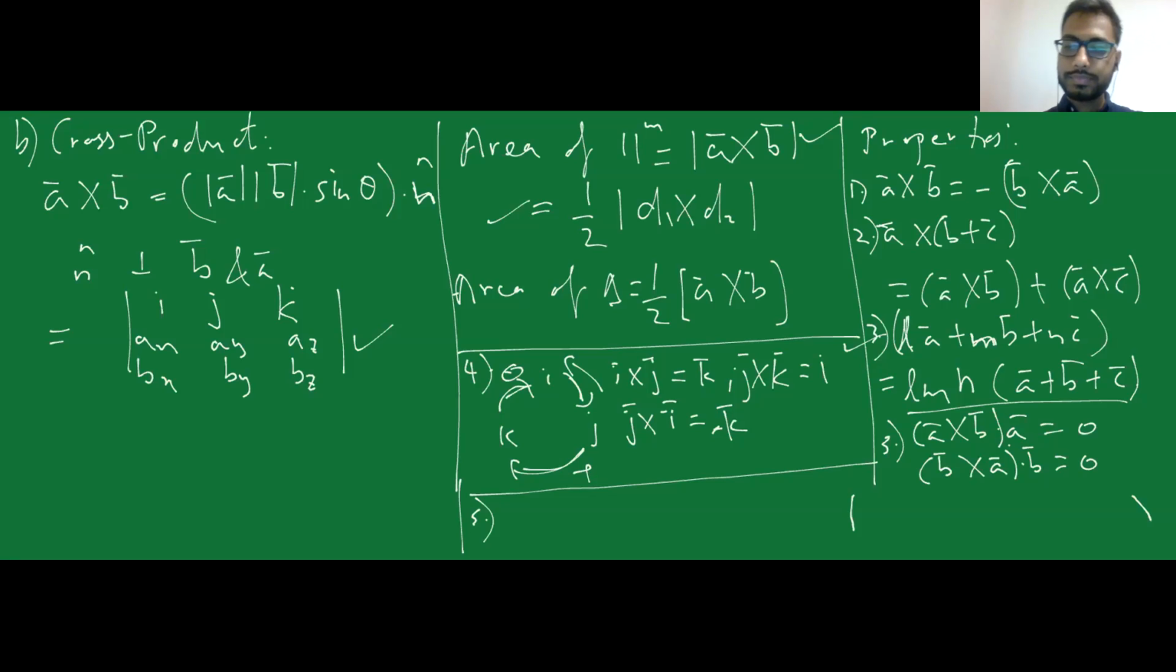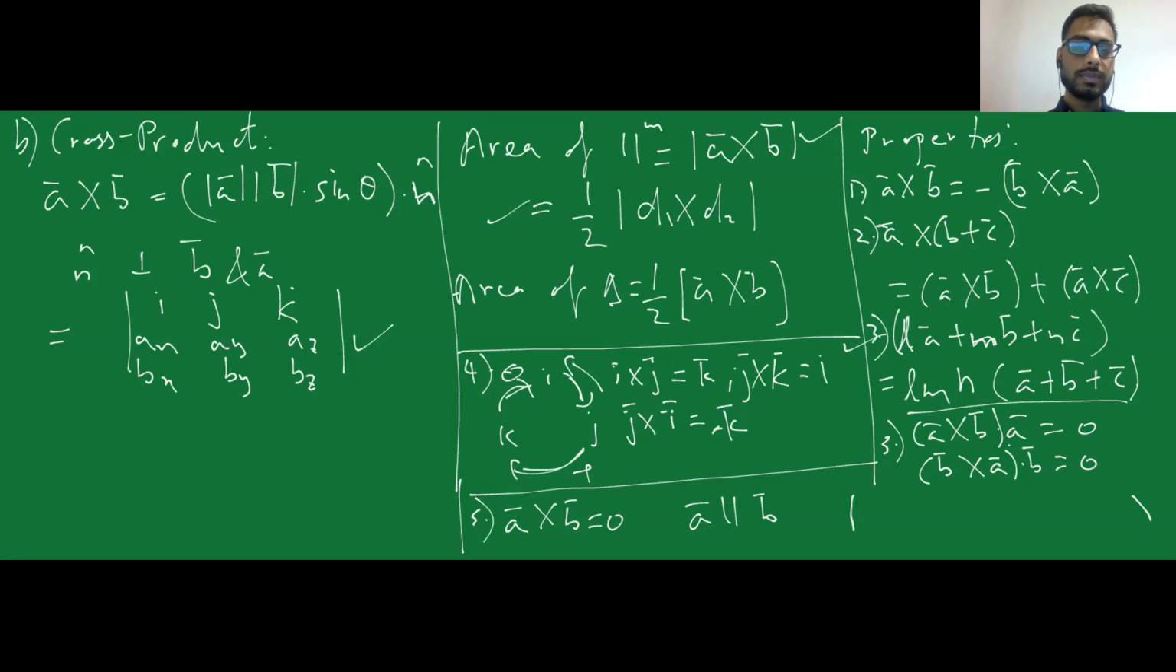So here we go. If my cross product is 0, then I can say that my vectors are parallel. For dot product, we had AB cos theta. So cos of 90 gives me 0. Over here we have AB sine of theta.